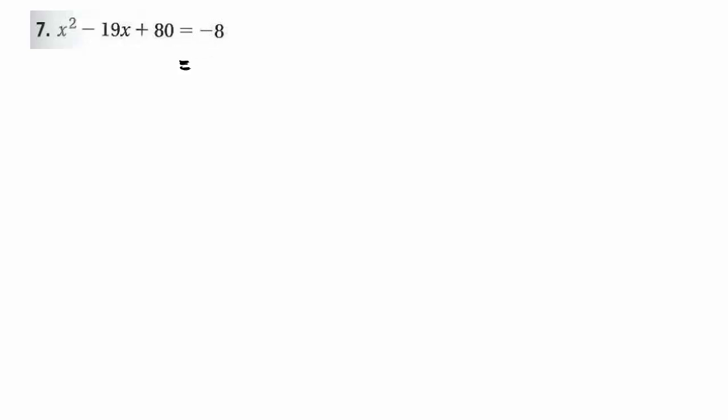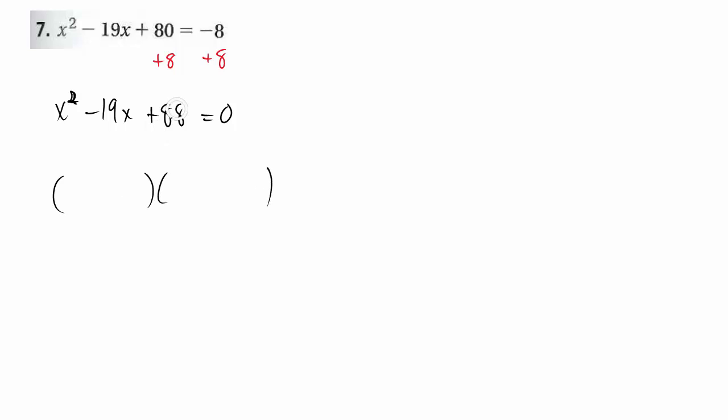The problem is that negative 8 is not a 0, so we've got to turn it into a 0. How do we turn it into a 0? We add 8 on both sides of the equation. So you get this 80 turns into an 88, and then you just got to kind of figure out how to factor that by guessing and checking.